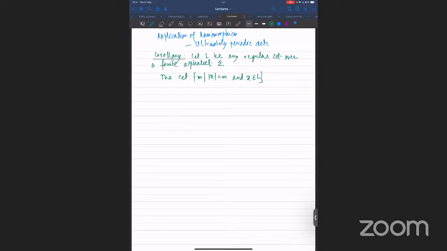But note that now the alphabet is not singleton anymore. Okay. And we are saying that this set is also ultimately periodic. How do you prove this? So now if you directly think of it, you are not going to get a single cycle, right? Because you have different letters in the alphabet, correct? But we are just looking at the length of the strings. We are not interested in anything else. What can you do?